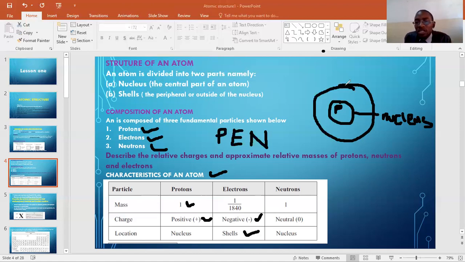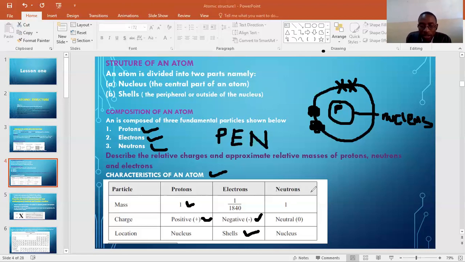How do we represent it? I'm sure you have seen some of these structures somewhere in the books. So we use crosses to represent electrons. Sometimes we just use dots. These will be orbiting, they will be moving around the shell. So when you open the shell, you find electrons. When you open the nucleus, you find protons. What else can you find in the nucleus?